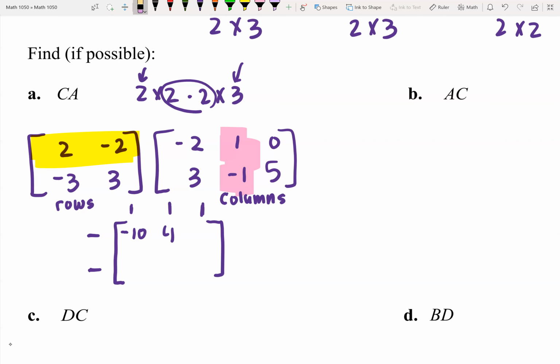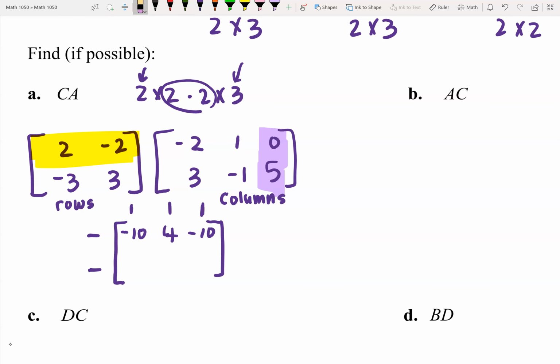Now I'm going to change columns again. So now I'm here, and the negative 2 drops down. I go 2 times 0 is 0, negative 2 times 5 is negative 10, and 0 and negative 10 is negative 10. So I write that there. And now I'm out of room. I don't have any more columns, and I don't have any more room in my answer.